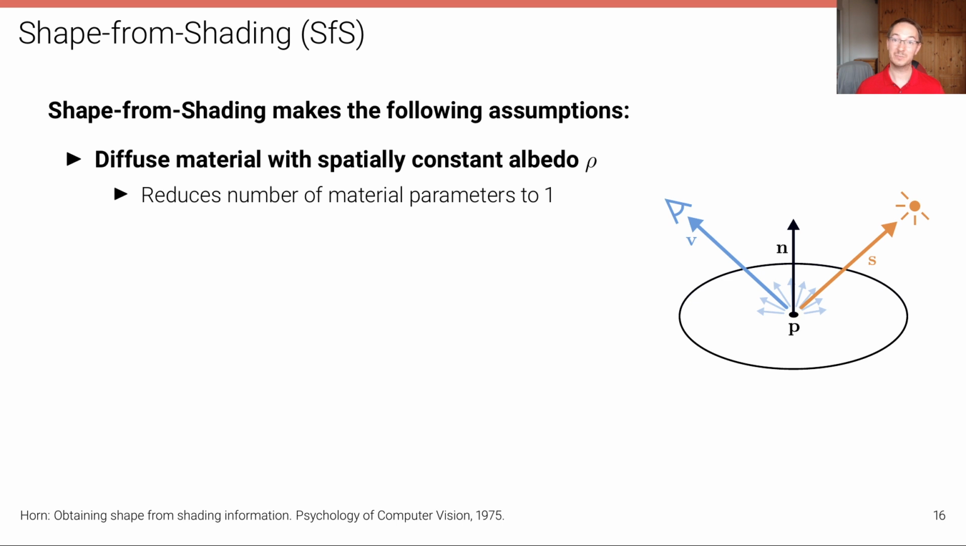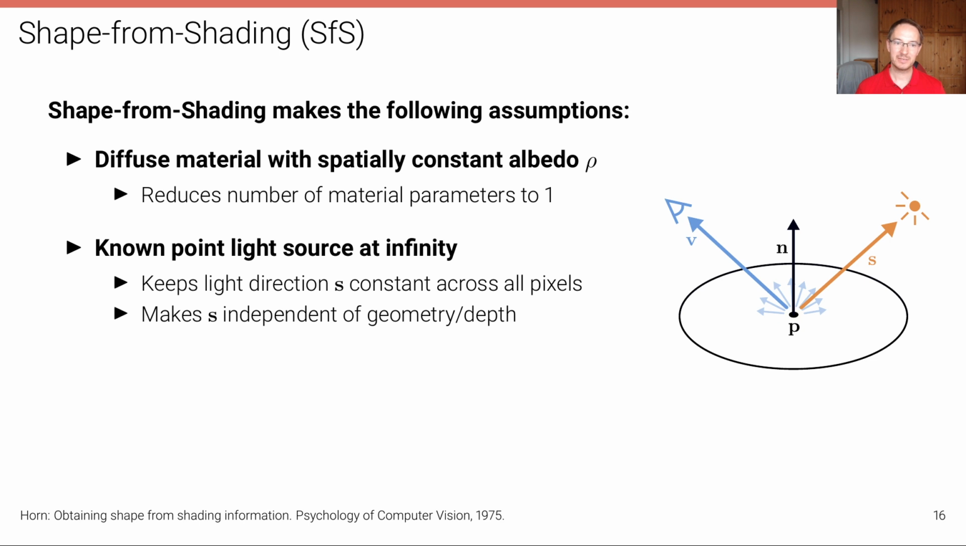If it were spatially varying, then we would have 1 parameter per pixel. And if it were spatially varying and not diffuse, but a BRDF, we would have many parameters per pixel, depending on the parameterization of the BRDF. But now we assume there's just 1 single parameter for the entire image or entire scene.